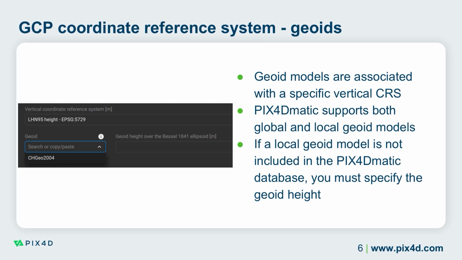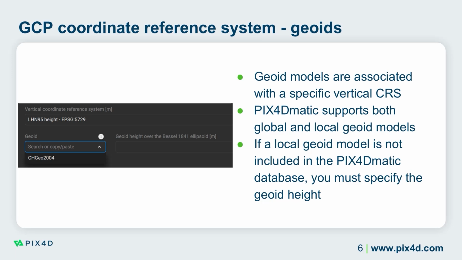PIX4Dmatic supports global and local geoids. To select a geoid, it is necessary to first define the vertical CRS. Based on the vertical CRS, the compatible geoids will be displayed. If your local geoid is included in the database, simply select the geoid and click Apply. If the desired local geoid is not included in the PIX4Dmatic database, you can either import the geoid or define the geoid height to convert to orthometric heights.